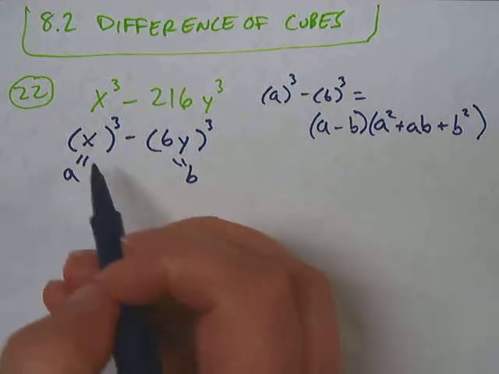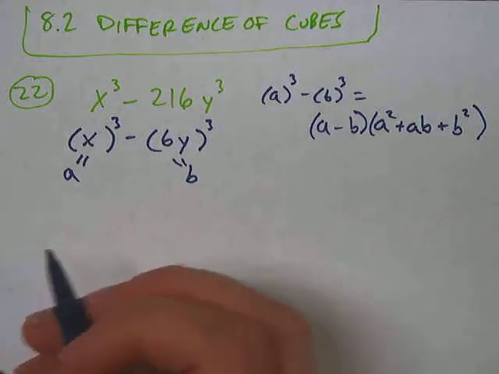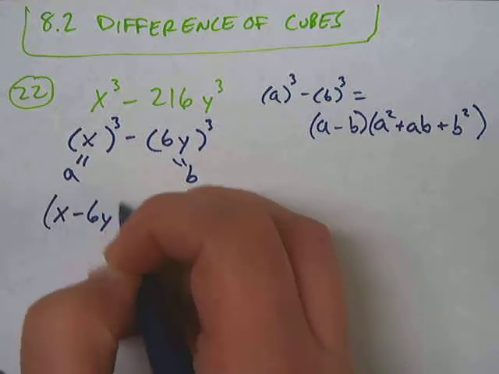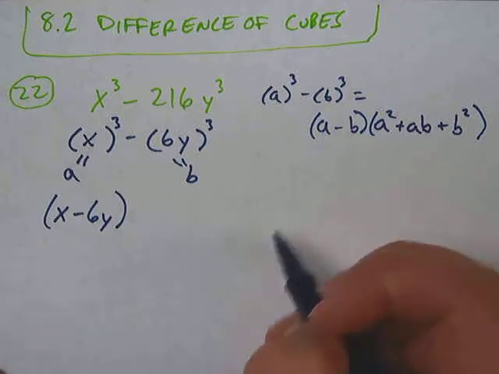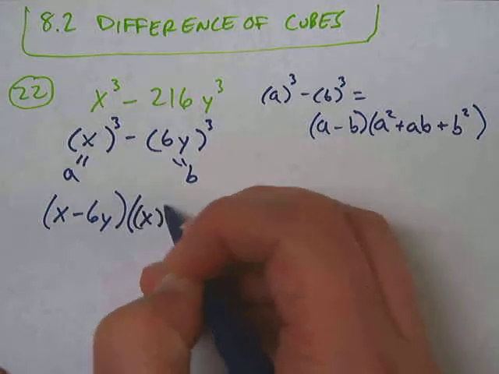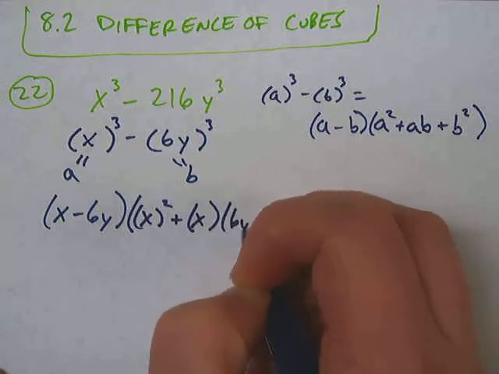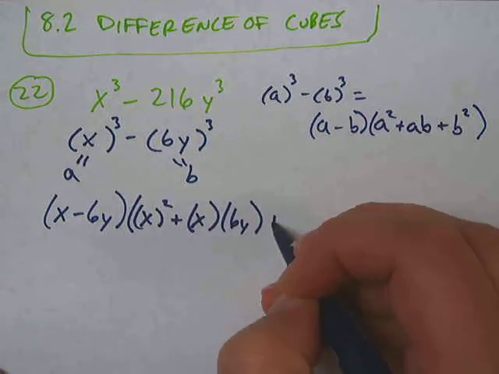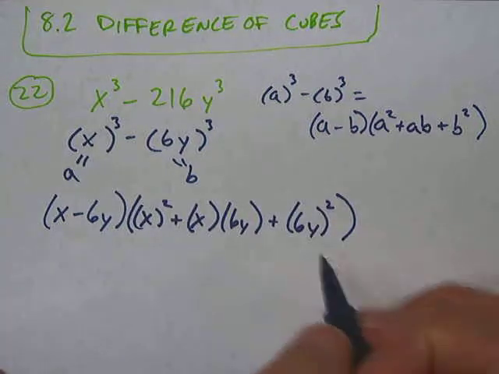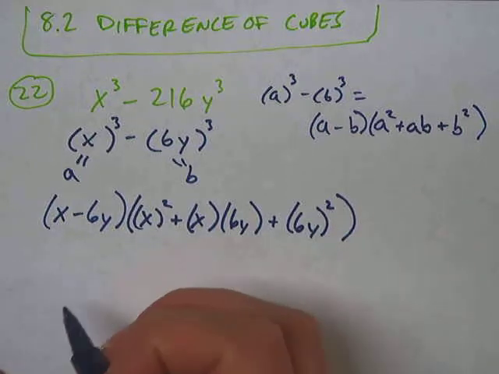So now we're just going to plug in x and 6y anywhere we see a and b in this formula. So we're going to take x, since that's a, we're going to have x minus 6y for our first thing, a minus b. And then we have a squared, so x squared plus ab, so x times 6y, and then b squared, so that's going to be 6y squared. Now be careful to put these things in parentheses because we have to square the entire term.